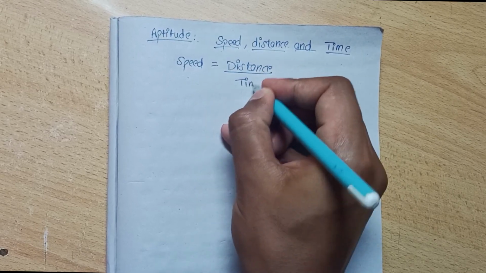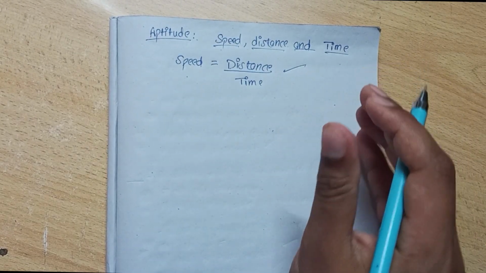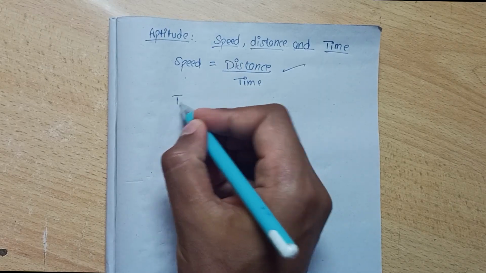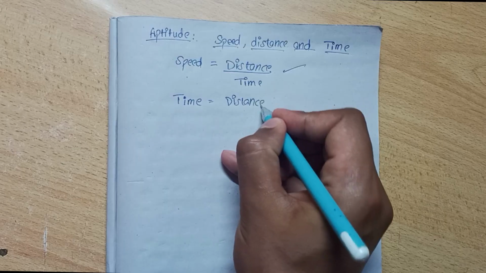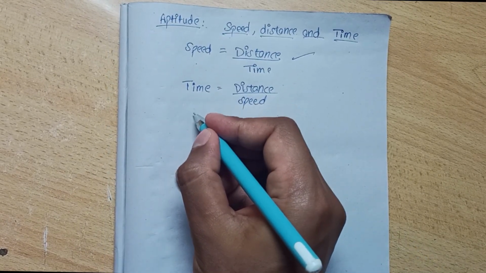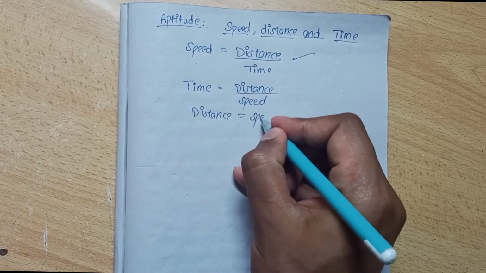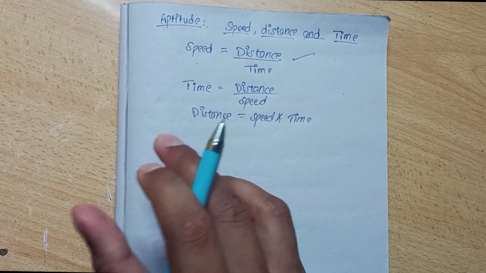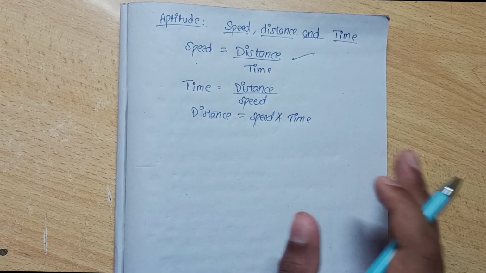time. So this is the formula through which you can solve any kind of question related to speed, distance and time. And you can do the conversions like time is equal to distance upon speed, and distance is equal to speed into time. So these are the formulas through which we can solve any kind of problems related to speed, distance and time. These are the basic formulas.